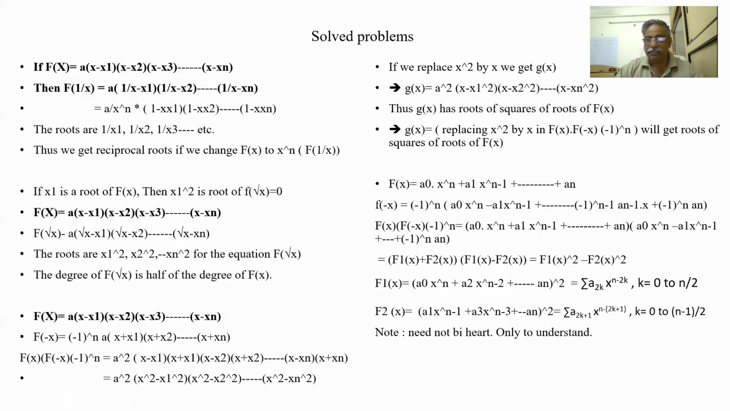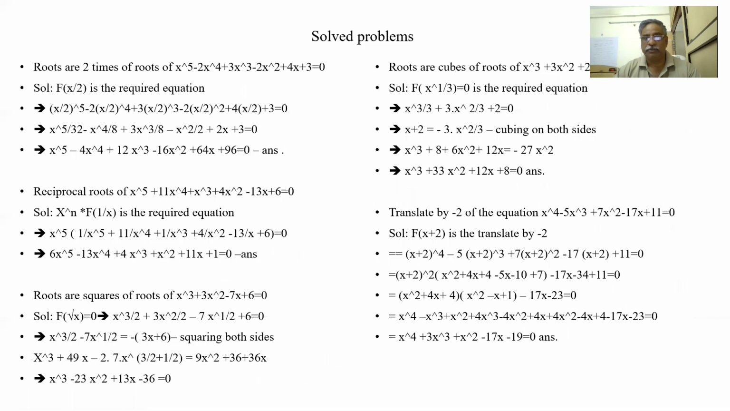We'll do some exercises so that we understand this concept. So I want roots of 2 times the roots of this. We know for 2 times the roots, I have to put x by 2, x by k. So in place of x, I am putting x by 2 to the power of 5, x by 2 to the power of 4, x by 2 cube. Wherever x is there, I put x by 2. So when I simplify it, what am I getting? This is my equation having roots of 2 times the roots of this.